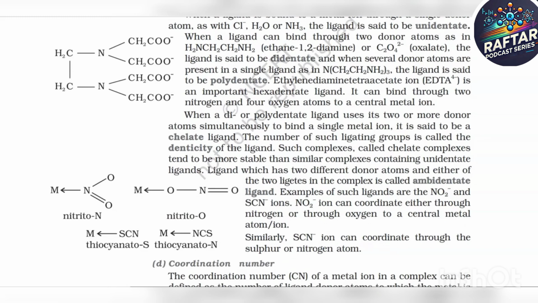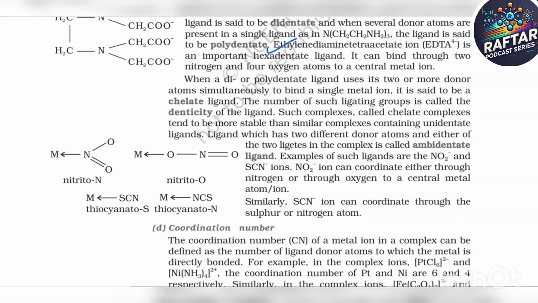as H2NCH2CH2NH2 (ethane-1,2-diamine) or C2O42- (oxalate), the ligand is said to be didentate. When several donor atoms are present in a single ligand, as in N(CH2CH2NH2)3, the ligand is said to be polydentate. Ethylenediaminetetraacetate ion, also known as EDTA4-, is an important hexadentate ligand. It can bind through two nitrogen and four oxygen atoms to a central ion.